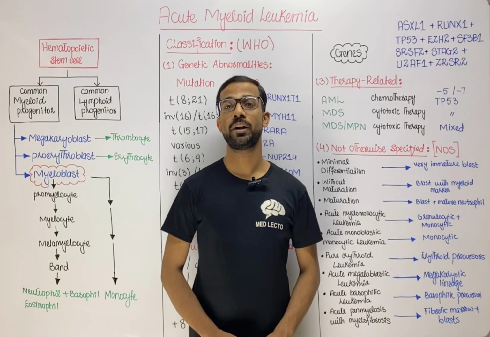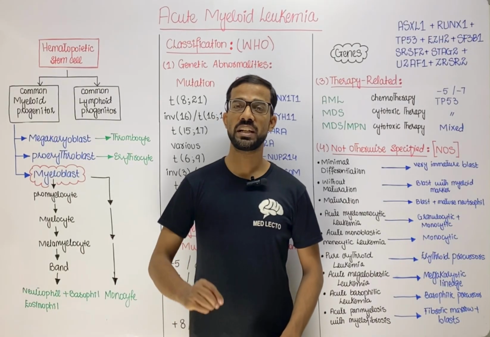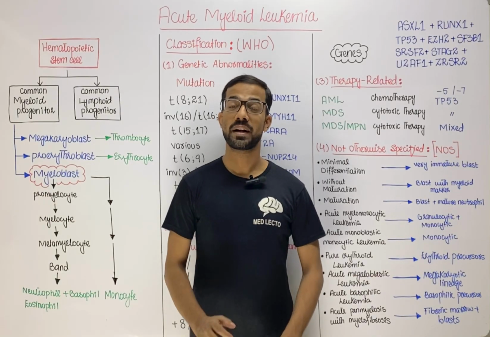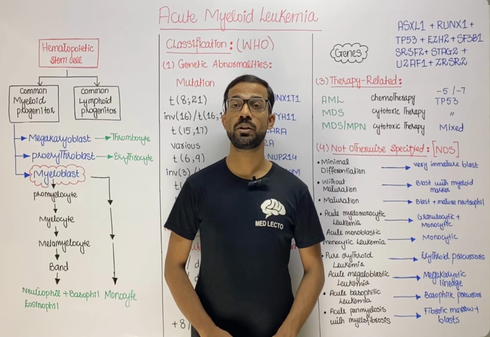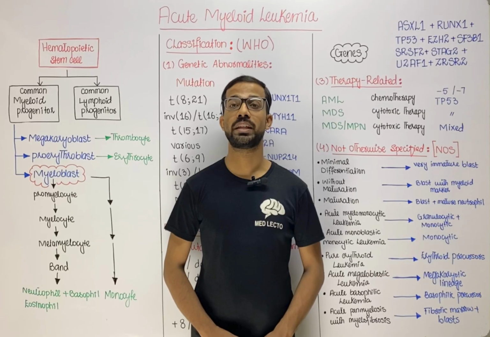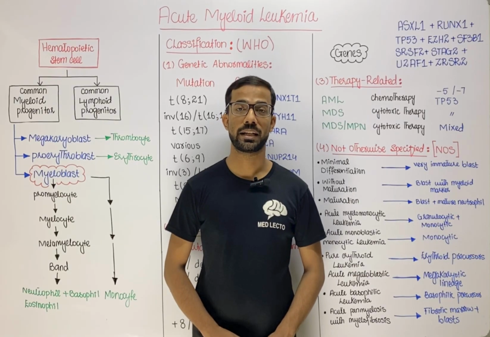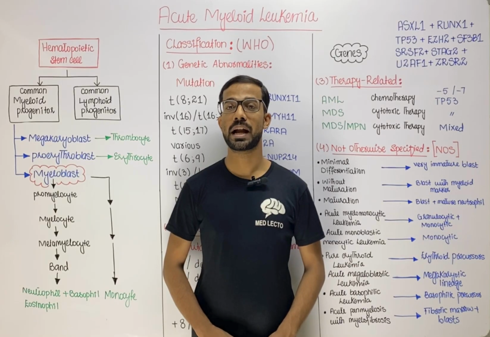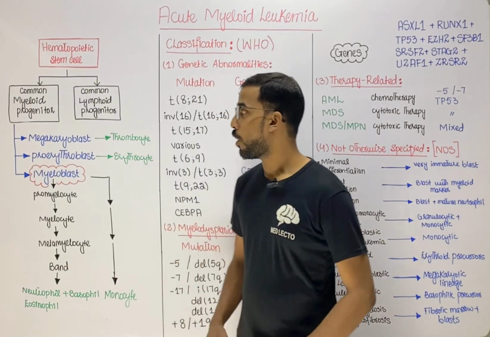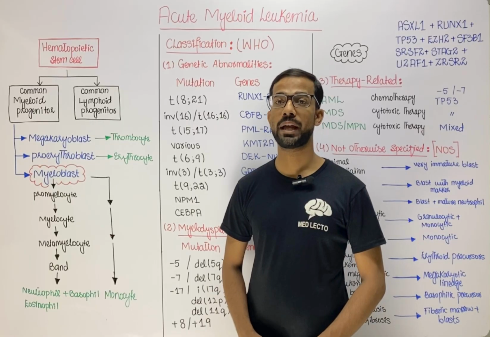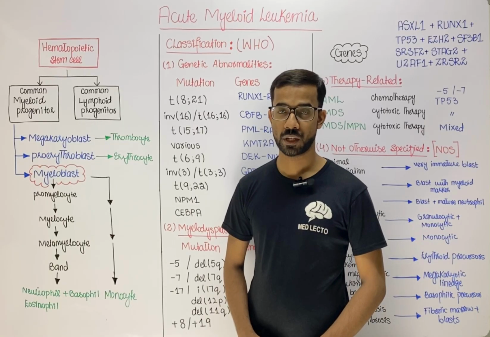Acute myeloid leukemia is one of the toughest topics regarding its genetics. But in this lecture, we will try to cover all aspects of acute myeloid leukemia and its genetics. So without wasting time, let's get started. First of all, we will see what is acute myeloid leukemia.